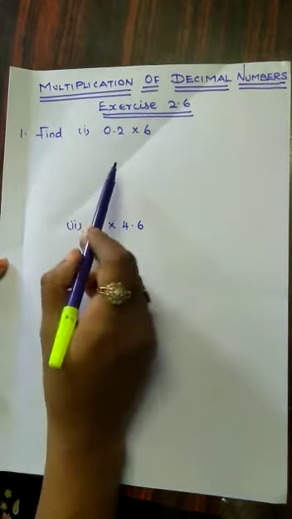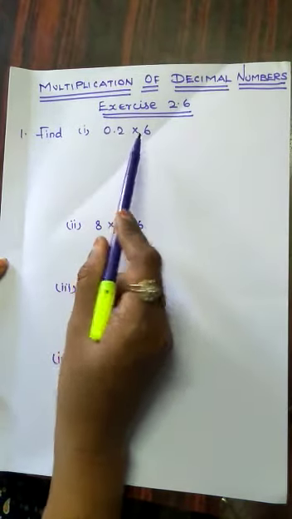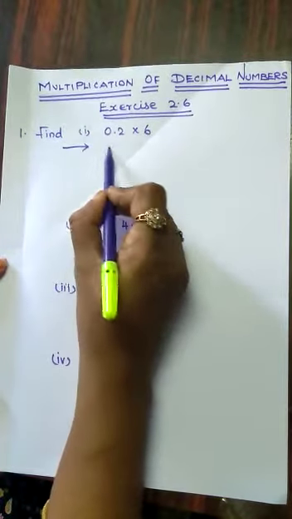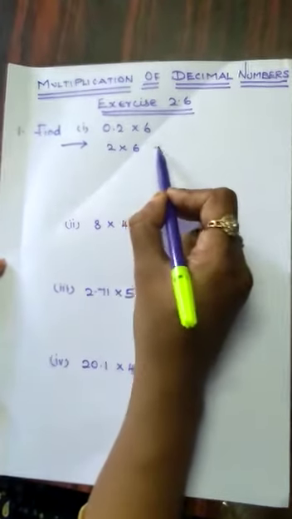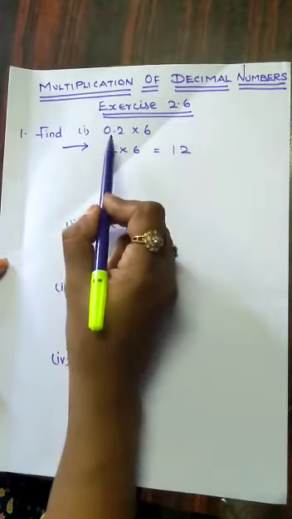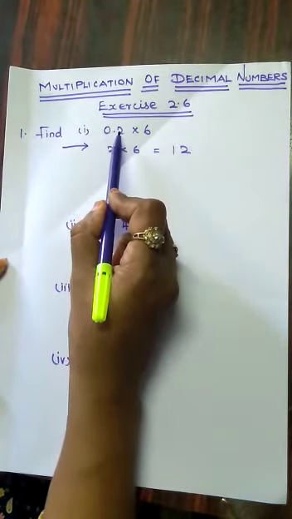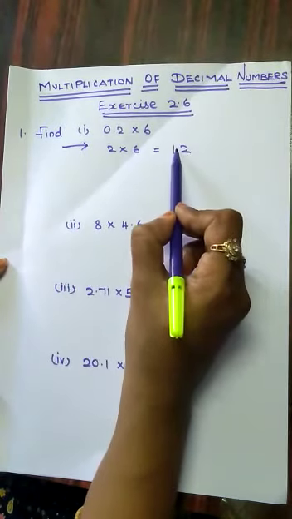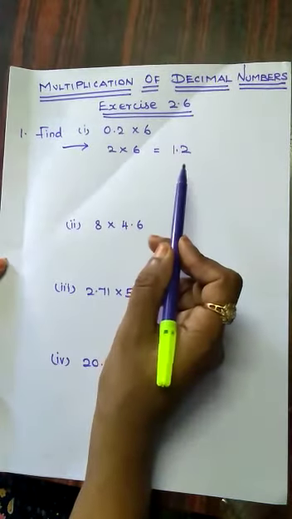Okay, what is our question? 0.2 into 6. First we have to ignore the decimal point. Directly we have to take the value 2 into 6. So what is the answer? 12. Then we count the number of digits starting from the rightmost digit, that is only one value, and move towards the left, then put a decimal point. So the answer is 1.2.